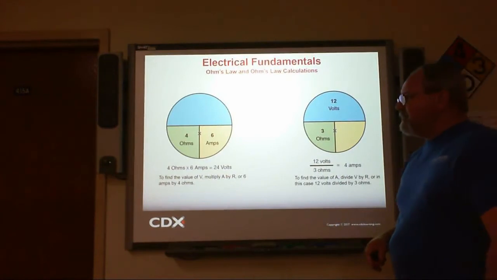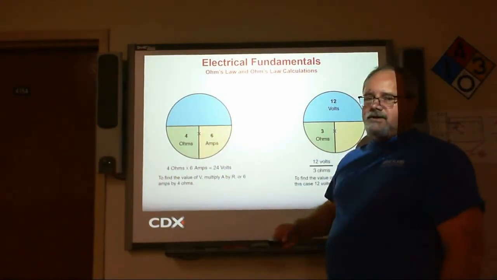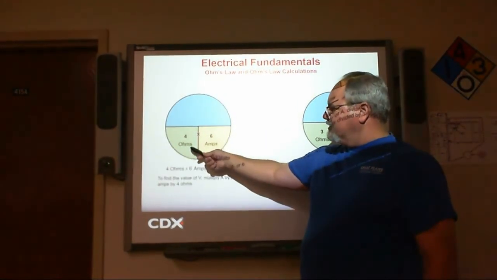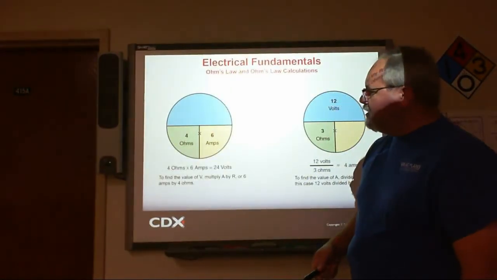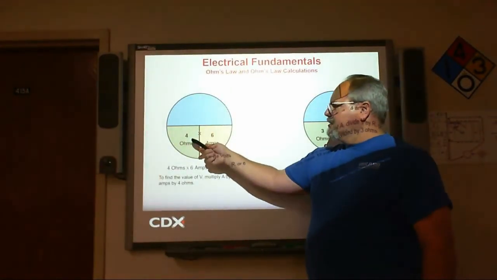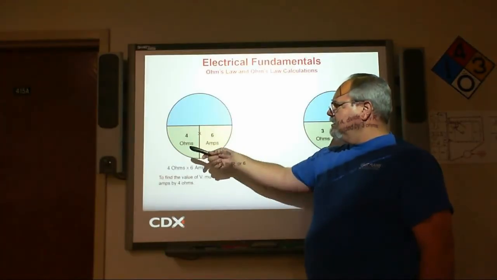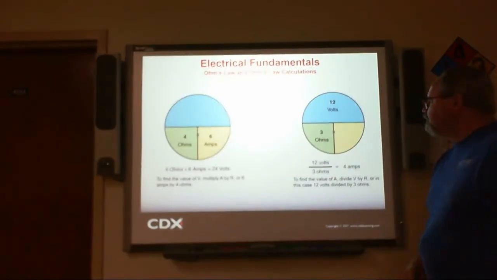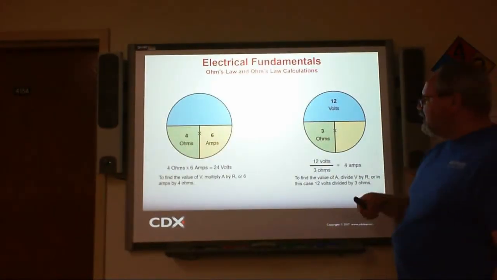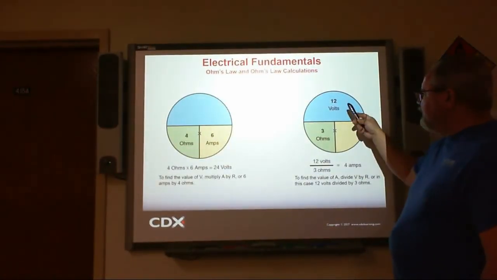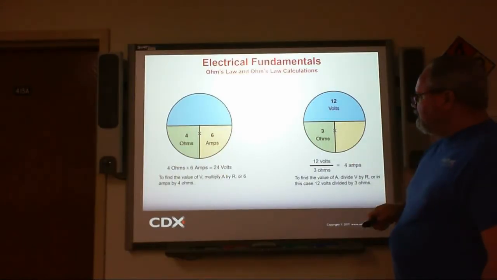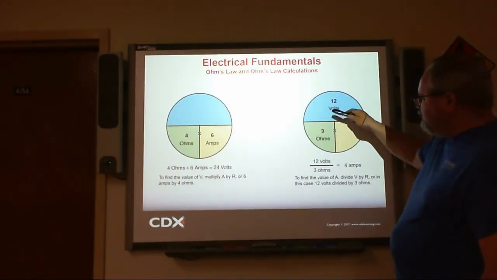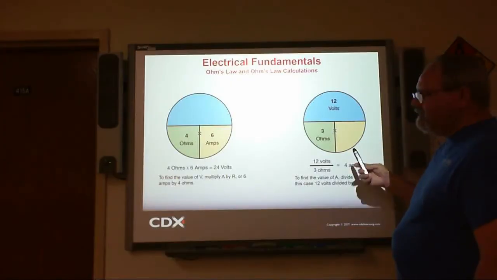Here's a couple of other examples. If we don't know the voltage, but we do know the resistance and we know the amperage, we multiply those two. So 4 times 6 is what? That would be 24 volts. Another example here where we're trying to calculate the amperage. We have 12 volts, we have 3 ohms, divide 12 by 3, that would give us 4 amps.